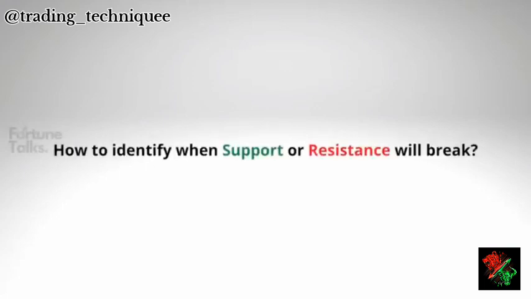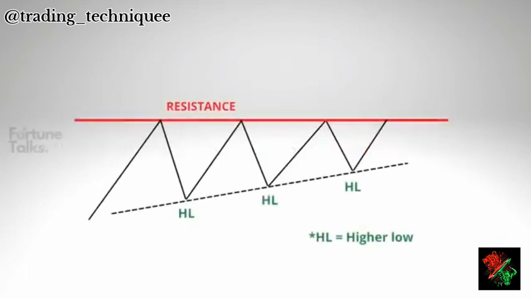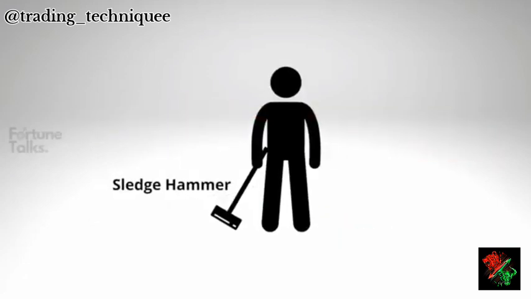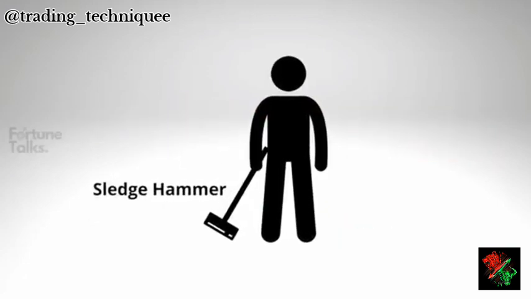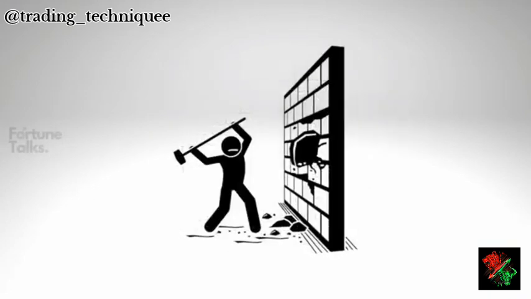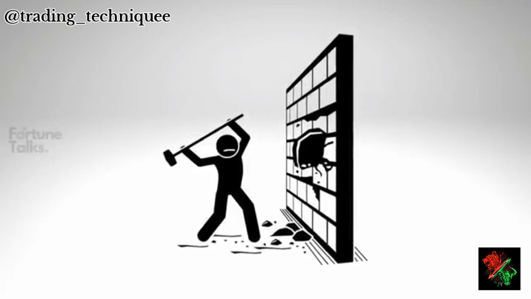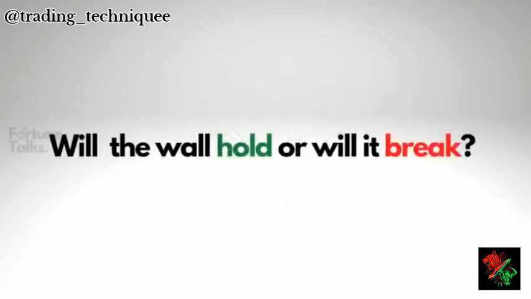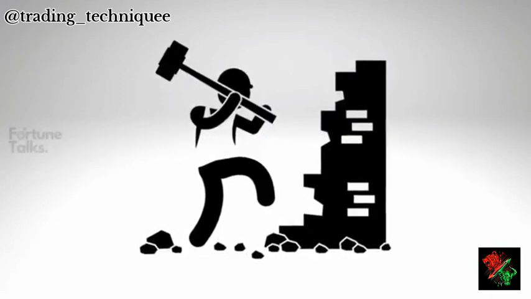The first and foremost question is how to identify when a support or resistance will break. To get started, when you see a series of higher lows into a resistance, you want to avoid selling at the resistance. The reason is very simple. Let me give you an example. Let's say you have a huge hammer in your hands and it's really powerful. And right in front of you, there is a brick wall. Now you take the hammer and smash against the wall many times over and over again. Now let me ask you, will the brick wall hold or is it likely to break? Well, common sense tells you that the brick wall is likely to break.